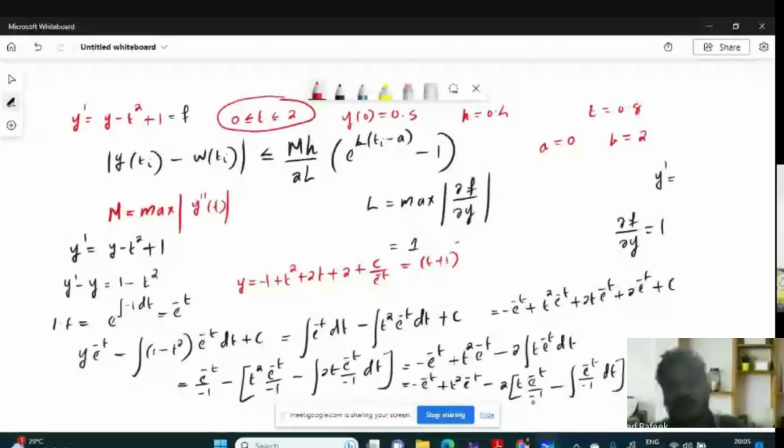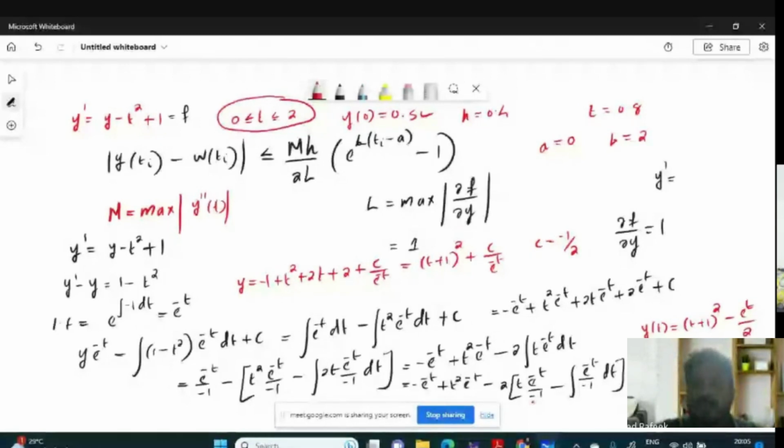Use the initial condition, y of 0 equal to 0.5. Then you will get c equal to minus 1 by 2. By using this initial condition, you will get the particular solution. So your y of t equals t plus 1 whole square minus e to the t by 2. Need to find the maximum.